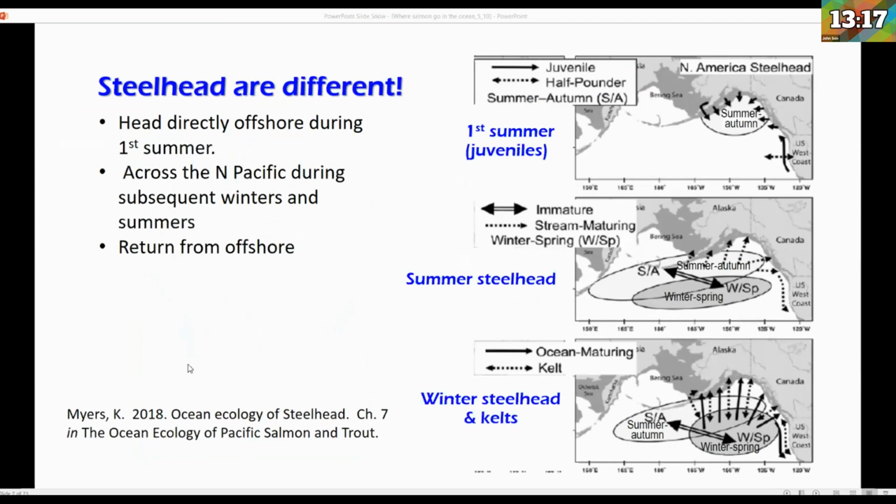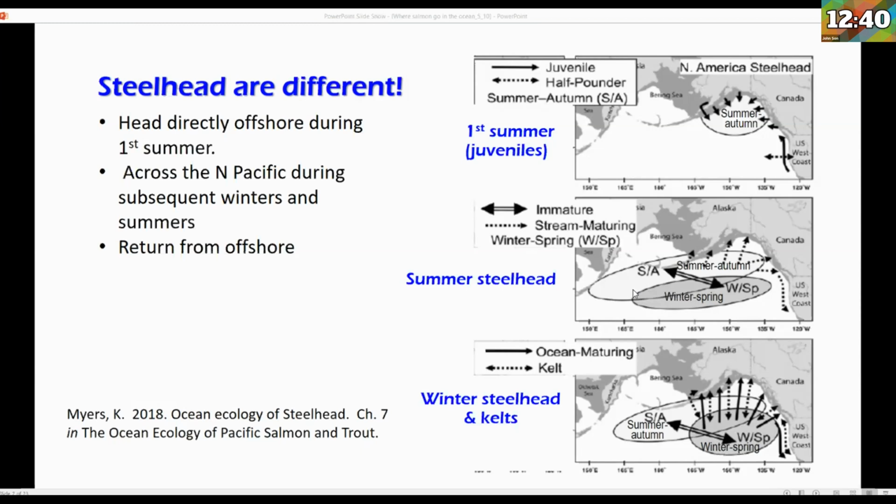So this is from Kate Myers' chapter in the book that Dick Beamish was an editor of, and it just shows that the top graph is juvenile locations during their first summer in the ocean, and they move straight offshore. When they come out, they don't spend any appreciable time on the continental shelf. And then the subsequent summer and winter distributions of both summer steelhead and winter steelhead stretch across the entire North Pacific. So they're all the way over, almost to Japan in the case of summer steelhead, a little bit less widespread and further south in the winter.